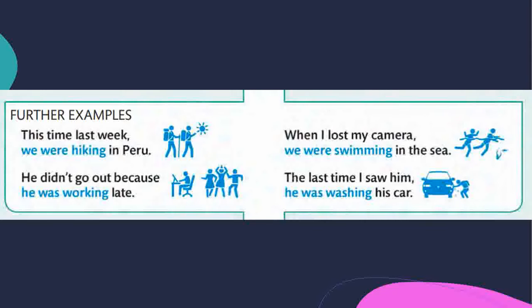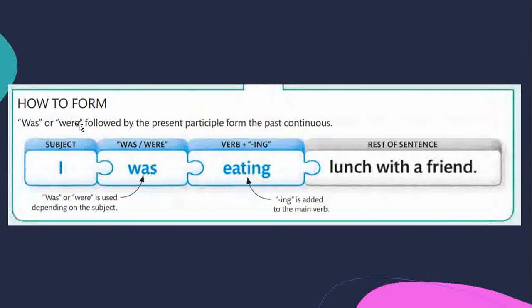Let us proceed and look at the structure, how it is formed. Was and were followed by the present participle forms the past continuous tense. So we have understood so far that there is a subject in the sentence, then we have was or were depending on the subject, and then we have the verb with ing form, and then the rest of the sentence. For example, we have was over. The sentence is I was eating lunch with a friend. Over here, was is used because the subject is I. If we change the subject to they, it becomes they were eating lunch with a friend.